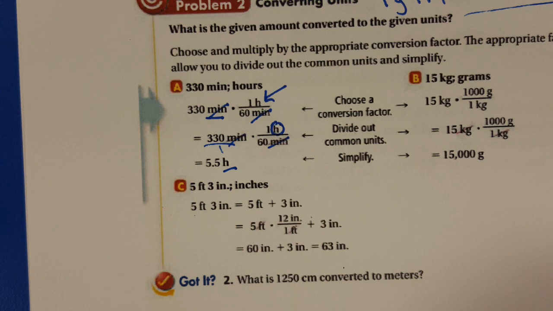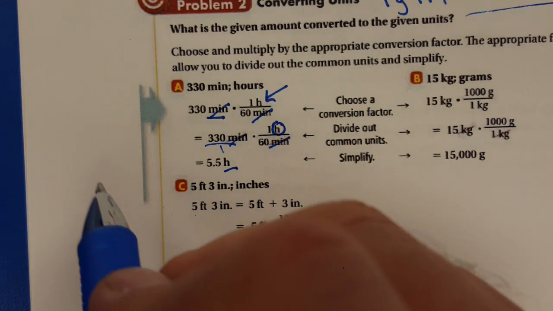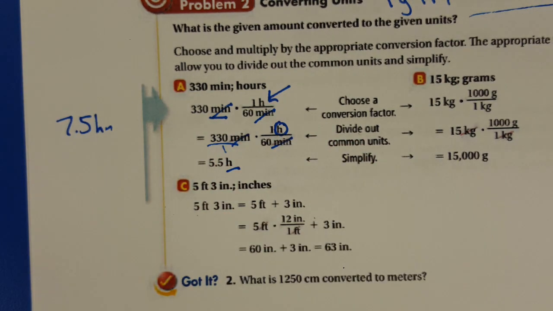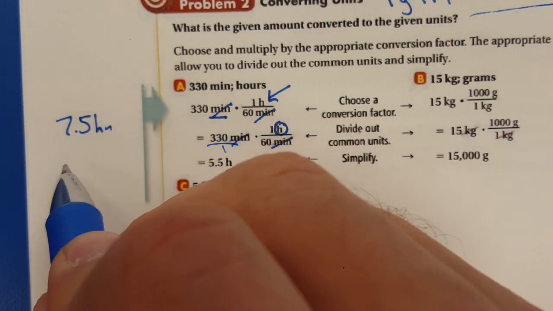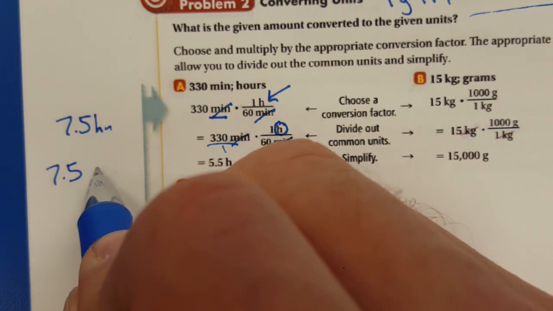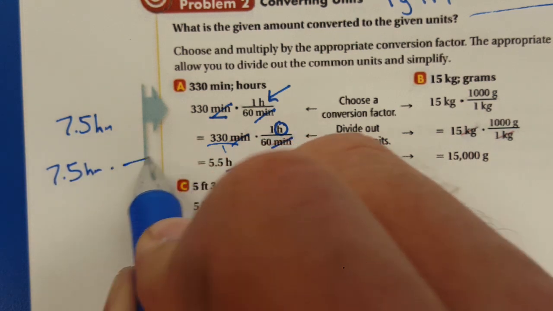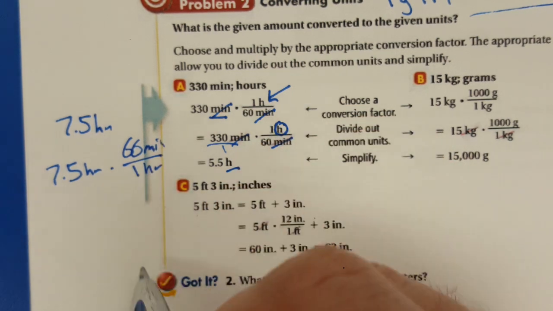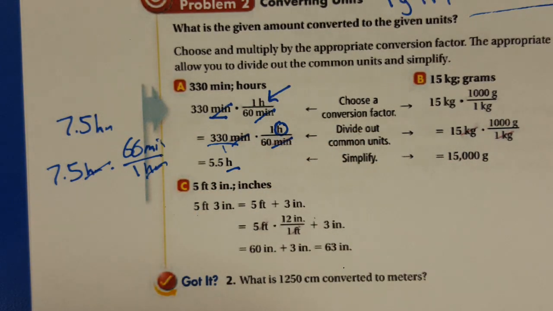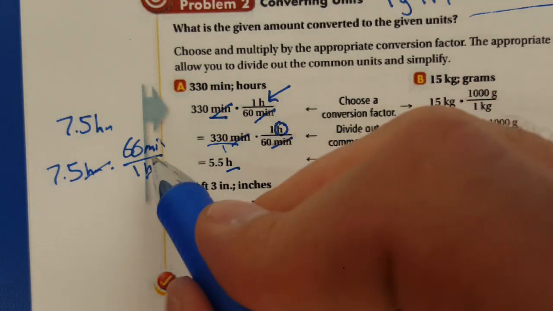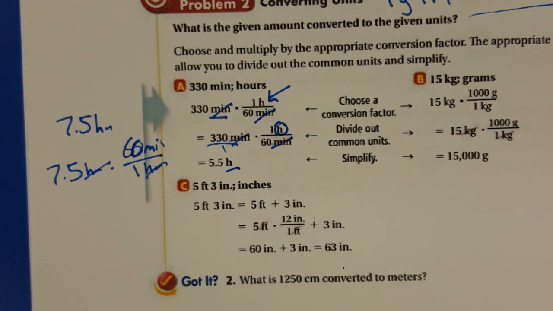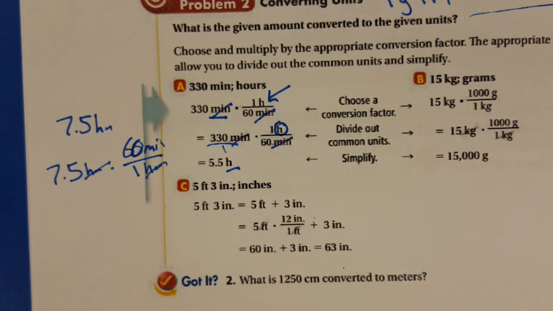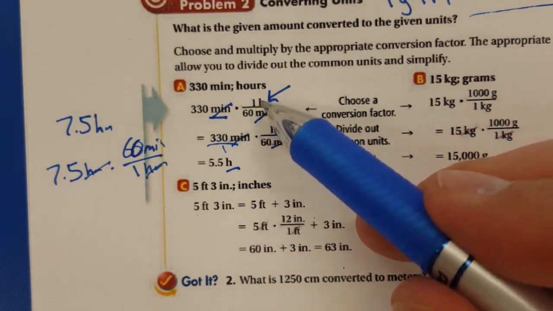Now I could reverse this problem really quick. Don't write this down, just follow along. Let's say I had 7.5 hours, okay, and I wanted to convert that to minutes. Well, I would take 7.5 hours times 60 minutes over 1 hour. Okay, because again, I want the hours to cancel. So you can flip these conversion factors. You can flip these conversion factors to cancel whatever you need them to cancel. These things are completely reversible and flippable.